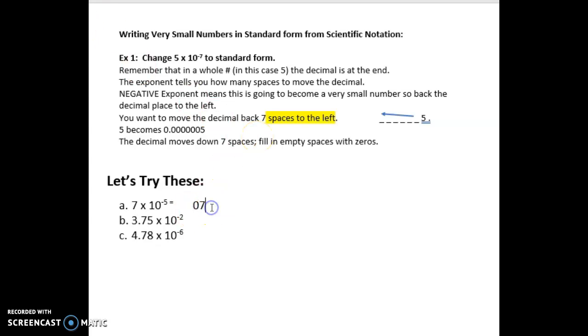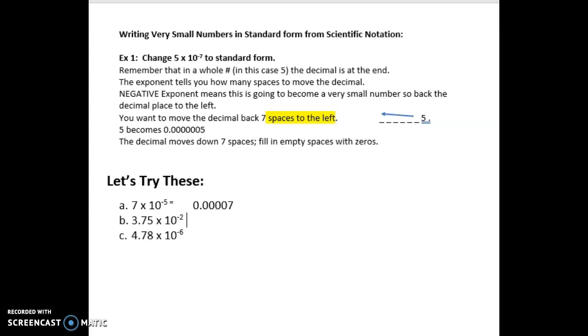Alright, 7, and I have to move that decimal 5 times to the left. So 1 decimal place, 2 decimal place, 3 decimal place, 4 decimal place, 5 decimal place, and now I have my decimal, 0.00007, another very small number.